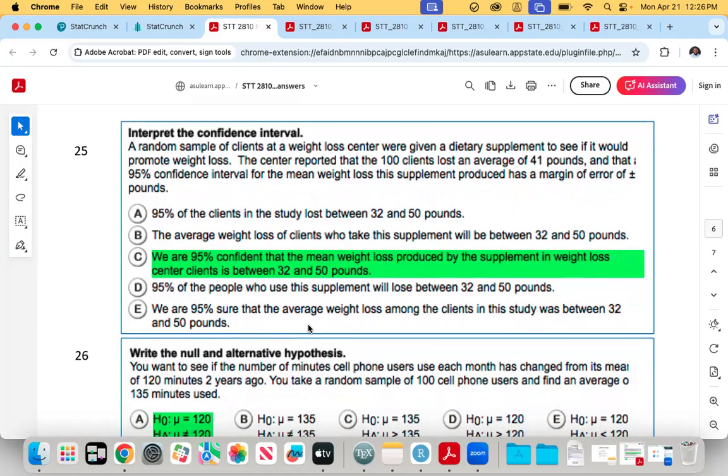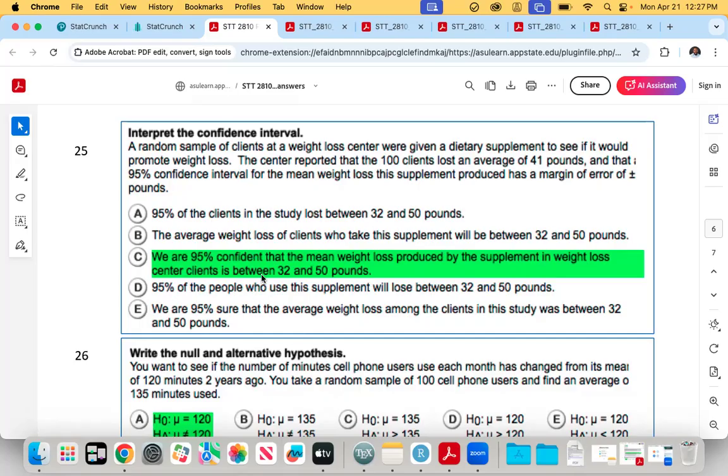Now we just have to provide the right interpretations for the confidence interval. And so the right interpretations that we've learned and you've been doing in your homework is that we are 95% confident that what the true mean weight loss produced is between this and then that. It is not 95% of the people.